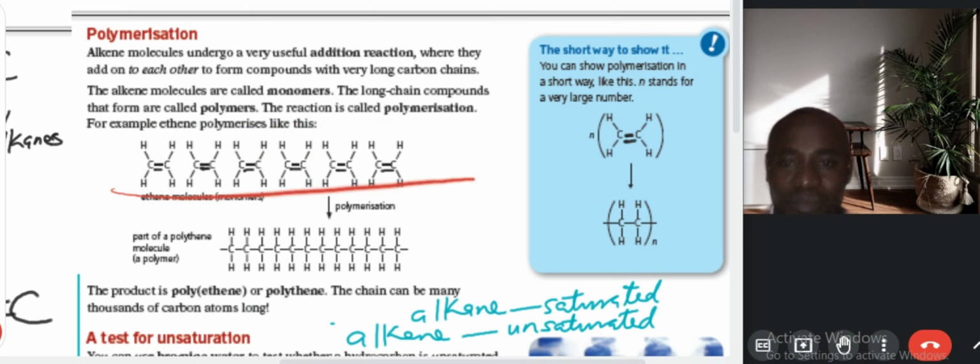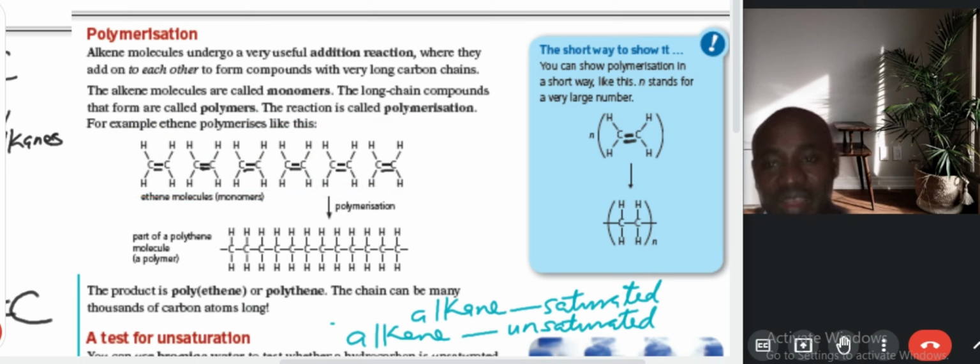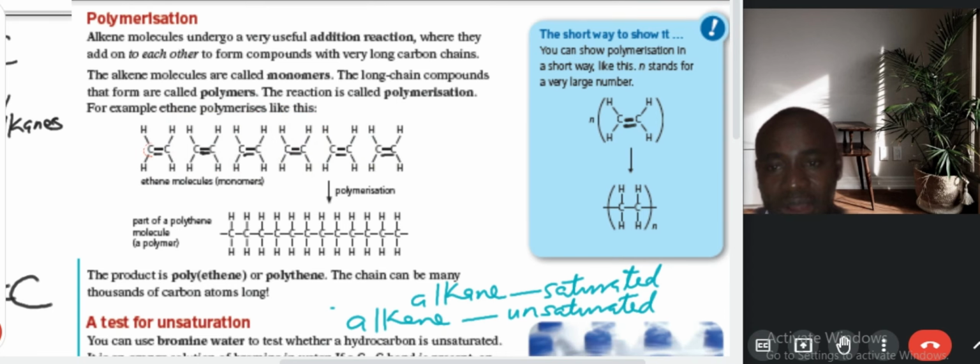6 different alkene molecules. Each molecule is a monomer. Now, you know, alkenes have a carbon-carbon double bond. When these individual monomers join together, they form a straight chain of long carbon-carbon single bonds.